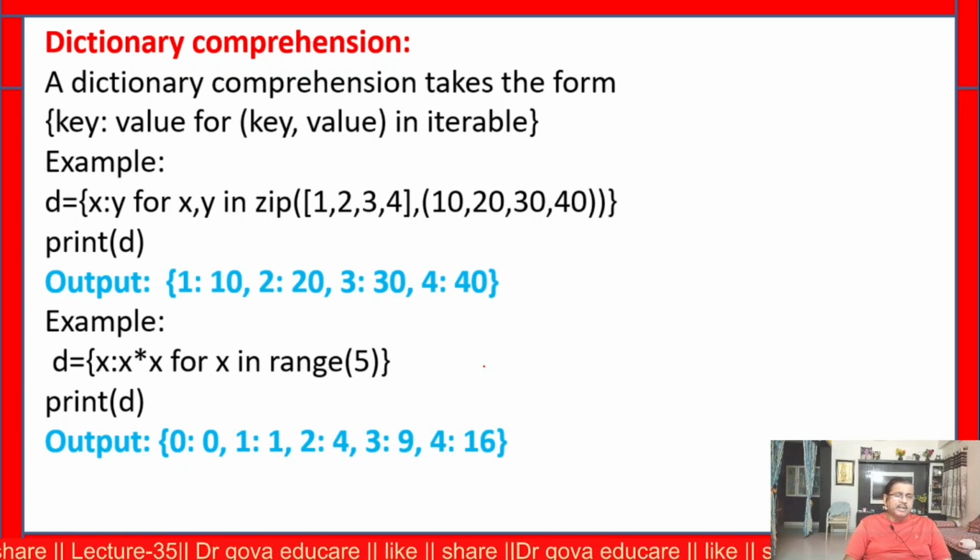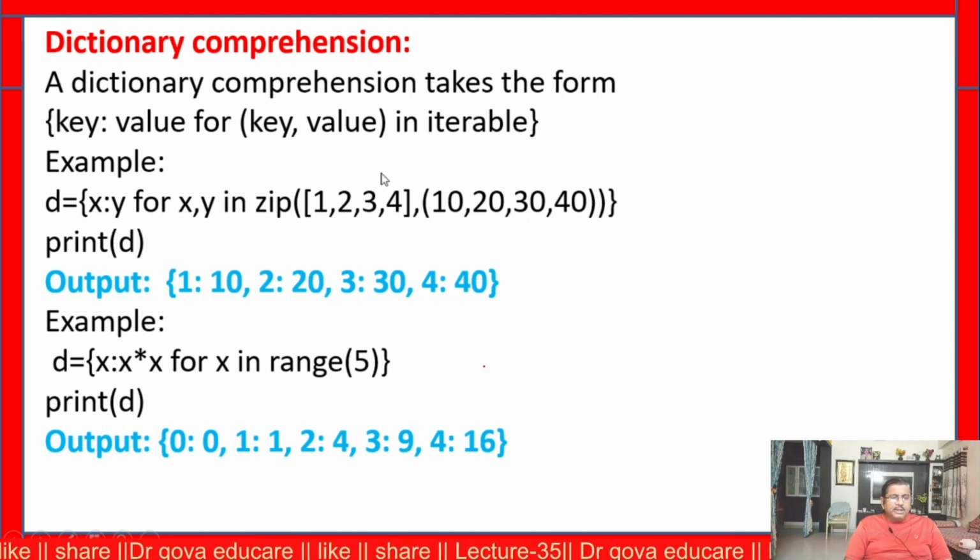In the list comprehension, we are using the expression. Here the expression is key-value pairs for key, value in iterable. That iterable may be a zip function. The entire thing goes within the curly braces.